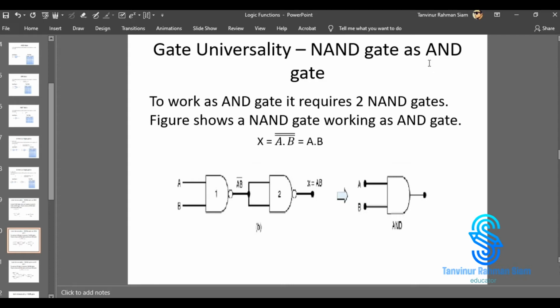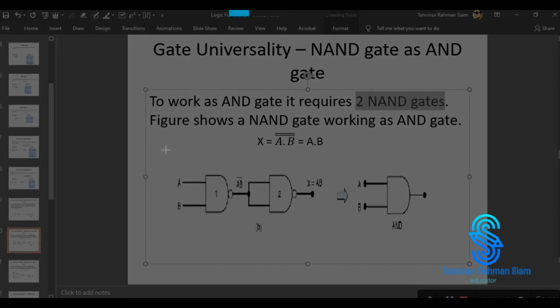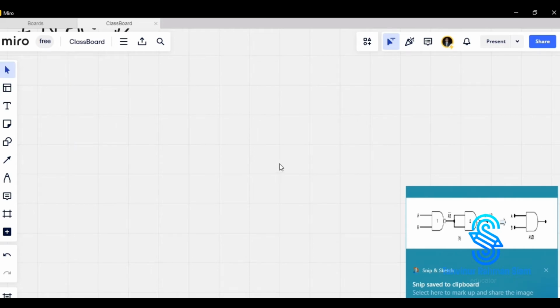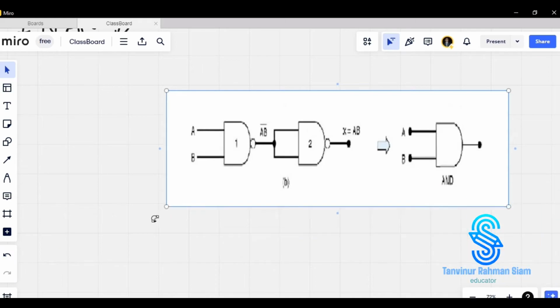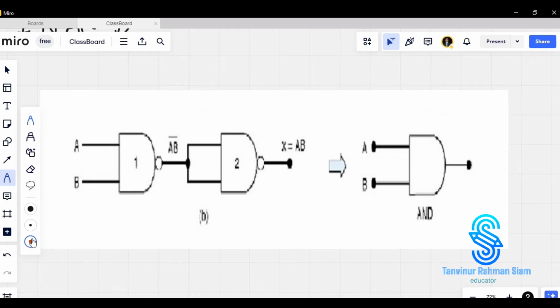So in case of using AND gate, or if you want to get AND gate from NAND gate, you need to use two NAND gates. So what does that mean? That means that, let's see, what does that mean? That means that if we are following the diagram, how these are working as AND gate.